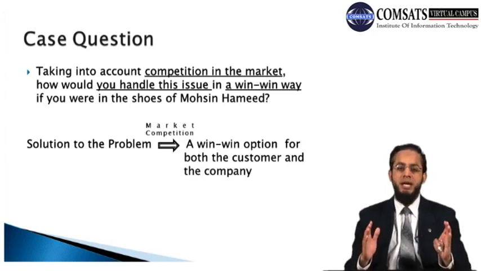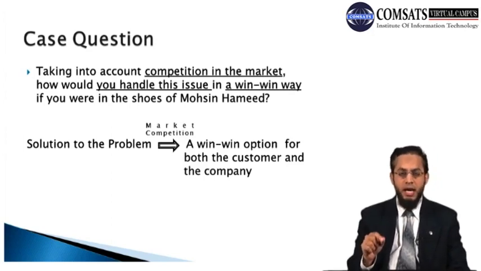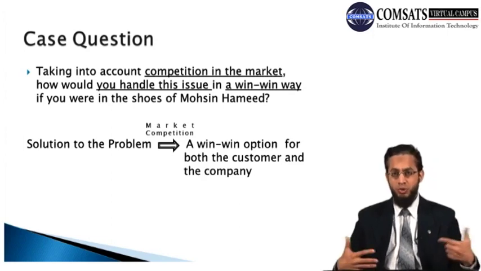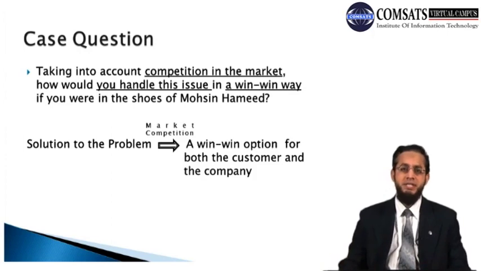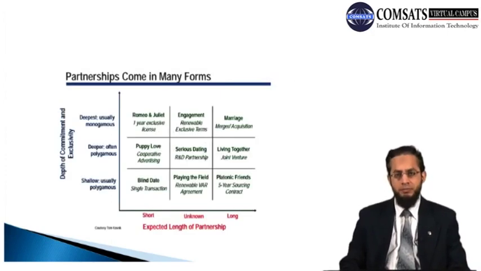So now we have summarized this in a visual form, and you can see that you have to arrive at the solution in light of the market competition, and the constraint is you have to satisfy both parties, the customer as well as your company, because you don't want to see your company lose anything while making something good for the customer. And that will set a precedent for later cases as well. So you want to come up with something that is beneficial, fruitful, and quite judicial, quite fair enough for both parties. And here you can see a chart given.